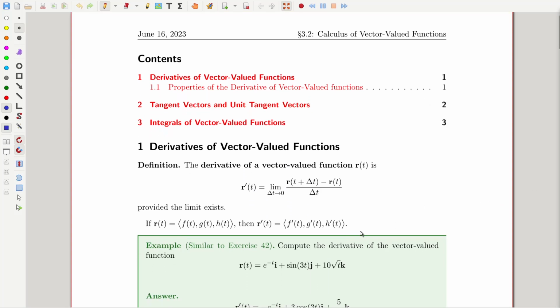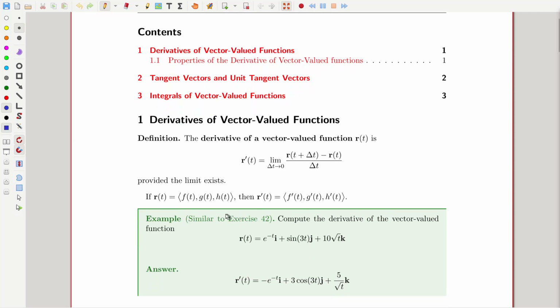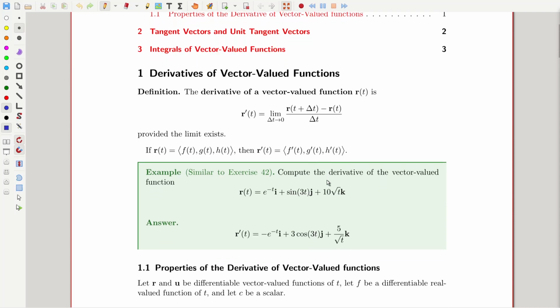So we have the same type of definition for the derivative. But in practice, when you're trying to compute an actual derivative, what you can use is the property that the derivative of a vector-valued function is the derivative of each of the component functions, which is written here. So in practice, that is what we will use instead of this limit definition. Okay, and you can see an example.